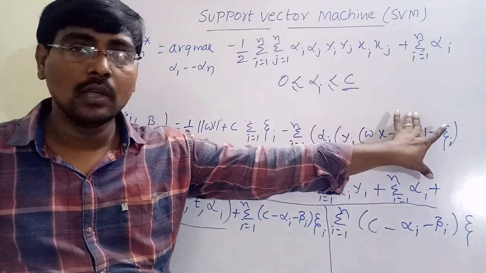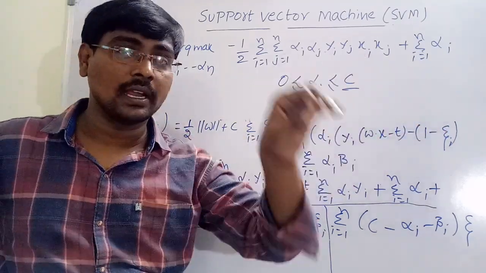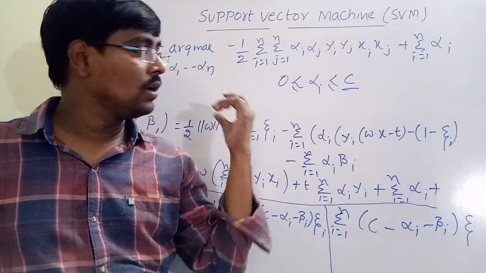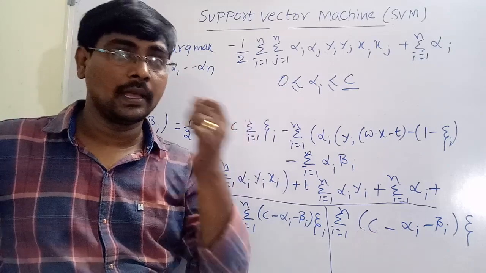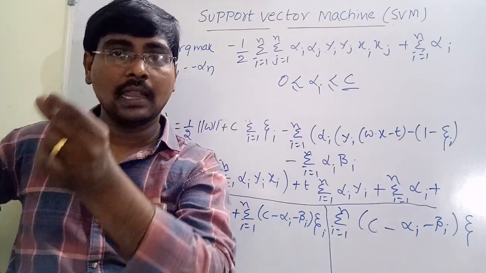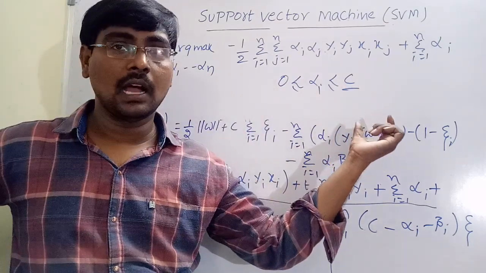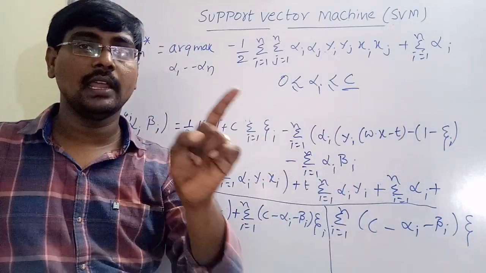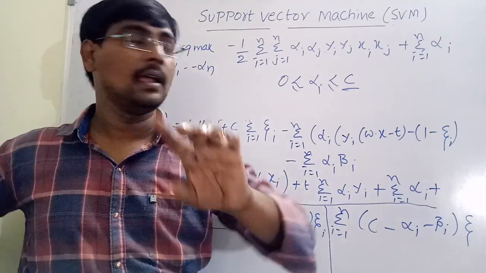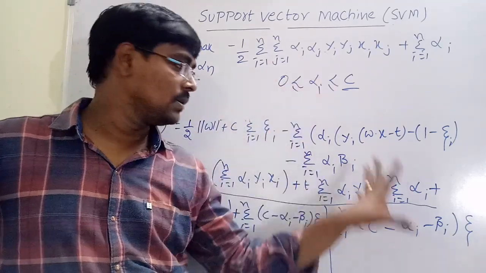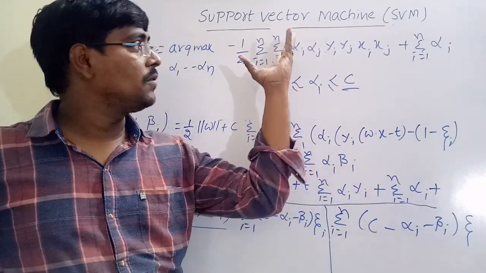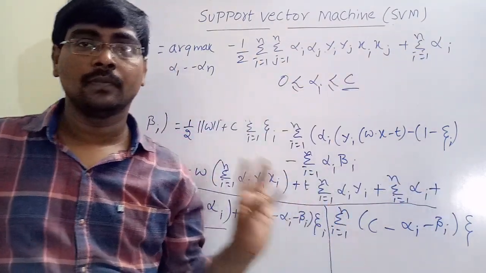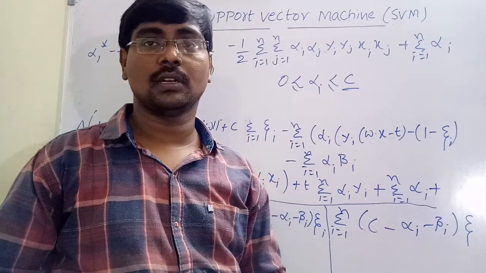Now apply the dual optimization, that is the constraint optimization problem, with Lagrange multipliers. We already know the formula: Lagrangian of a comma b comma lambda is equal to f of a comma b minus lambda into g of a comma b minus c. Here a comma b means w comma t. Apply the formula and simplify. Similarly for the soft margin, we introduce the slack variable. This is the support vector machine. Thank you.